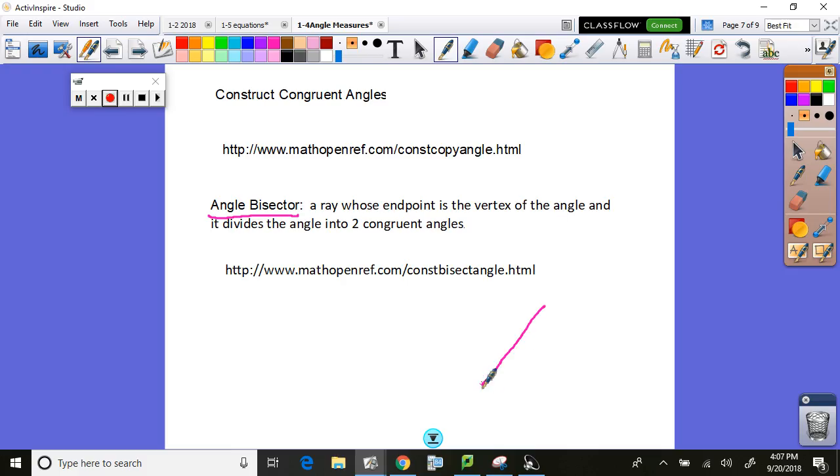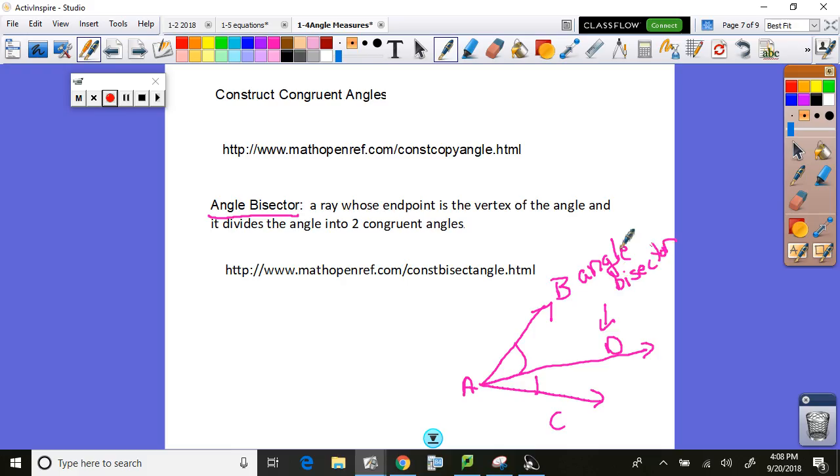What that means is if I have this angle, AC, and make ray AD such that these two angles are congruent, ray AD is the angle bisector. So the two constructions I want you to learn how to do today and do on the worksheet are copy an angle and angle bisector.